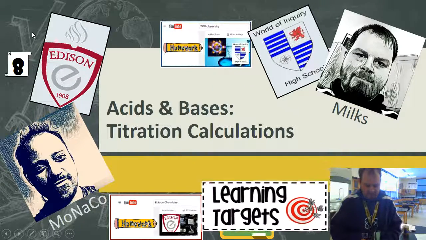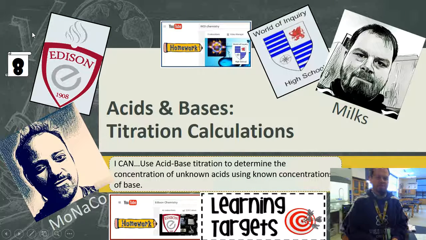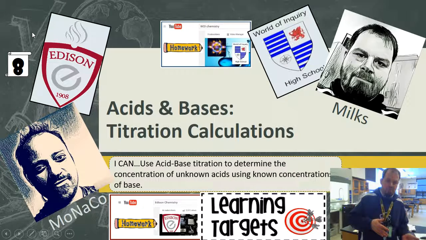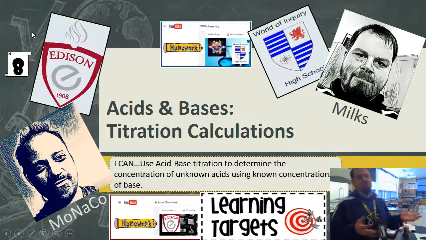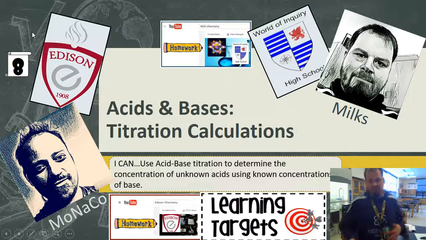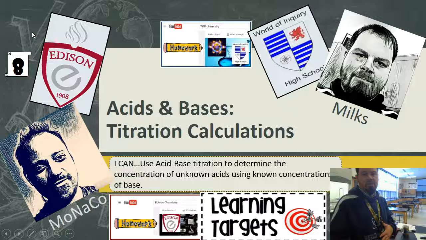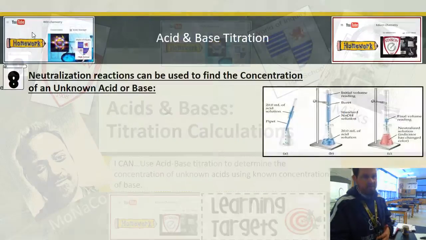Today we're going to get right into the titration calculations, which is the last piece for the lab. So we're going to use a neutralization reaction. We're just going to set that up in a controlled place so we can perform this calculation, so we can find the concentration of an unknown acid or base.